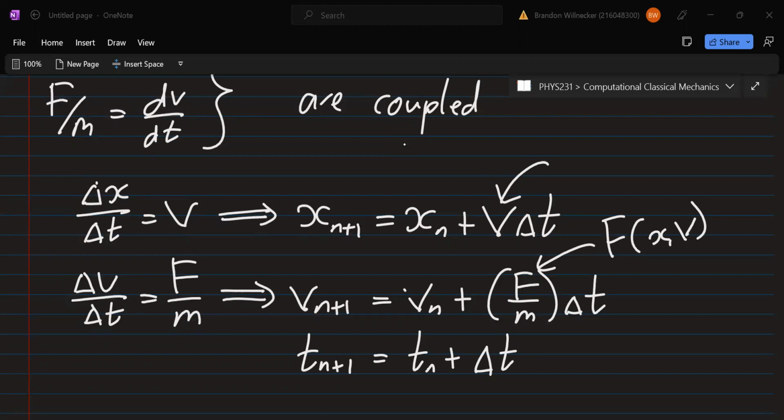So we'll have the function x of t being generated, as well as v of t, in case we need that.